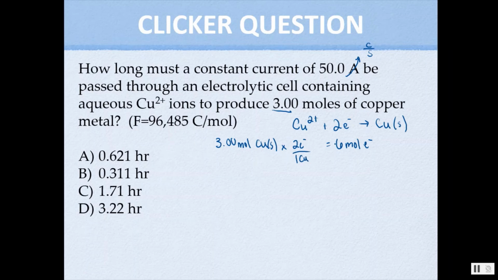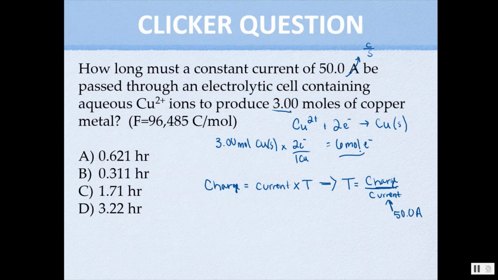So 2 electrons for 1 mole of copper, 2 moles of electrons for 2 moles of copper gets me my 6 moles of electrons. And then I can figure out my time because I know that the charge is equal to the current times time. And so time is going to be equal to charge divided by current. My current I know already, it's 50 amps. And the charge I can calculate from my 6 moles of electrons.